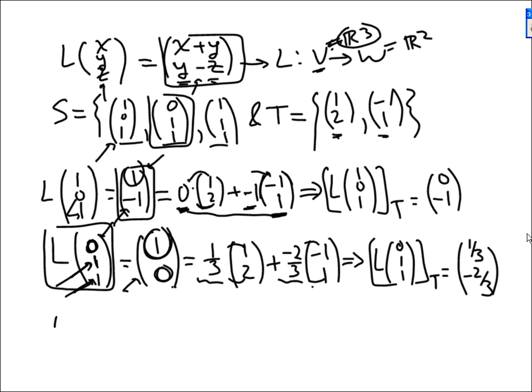Now we find L of the last vector in the basis for V, which is 1, 1, 1. First we compute x plus y, 1 plus 1, 2, and then we do y minus z, 1 minus 1. So we get 2, 0.